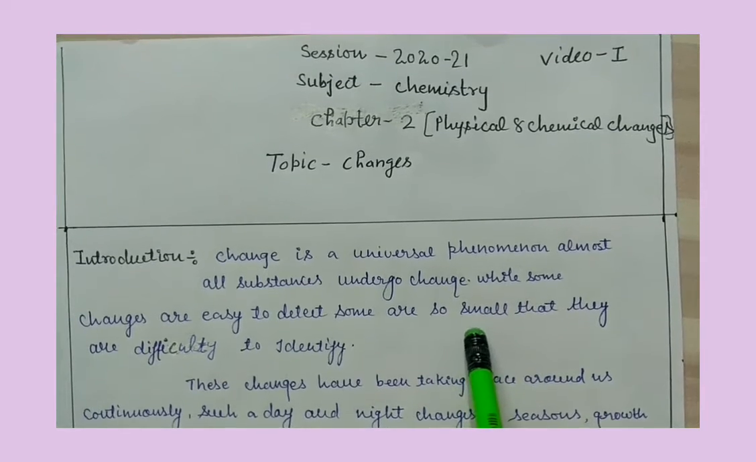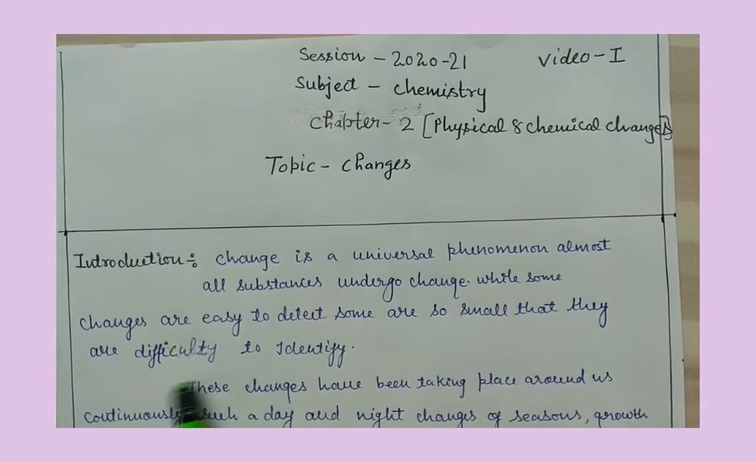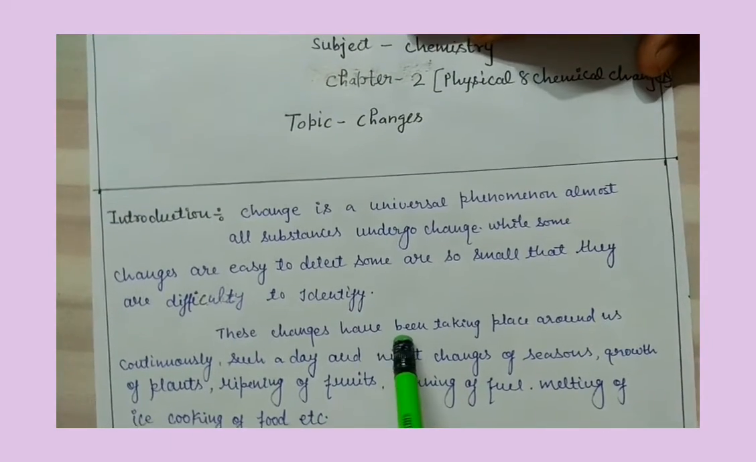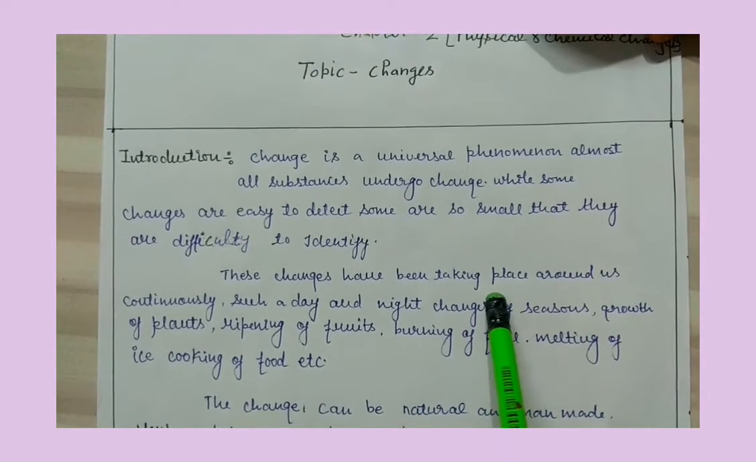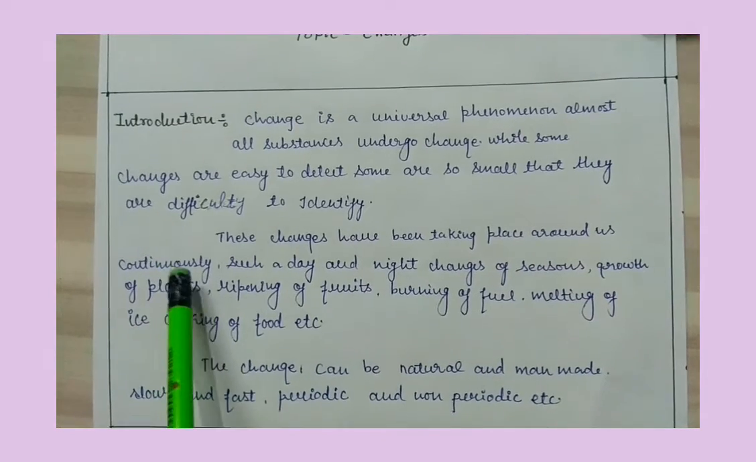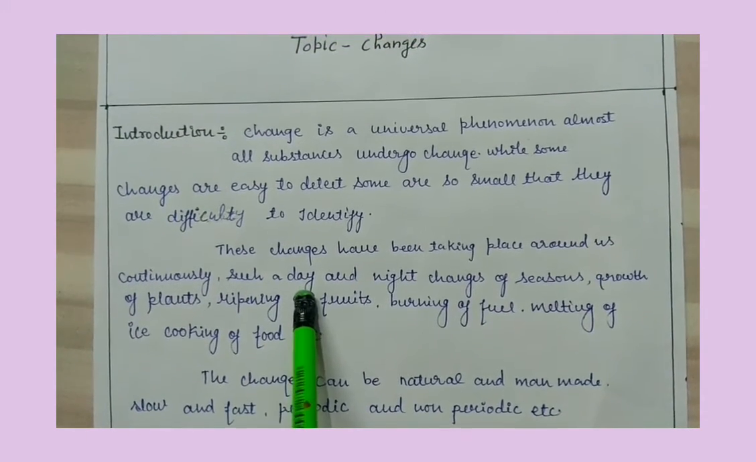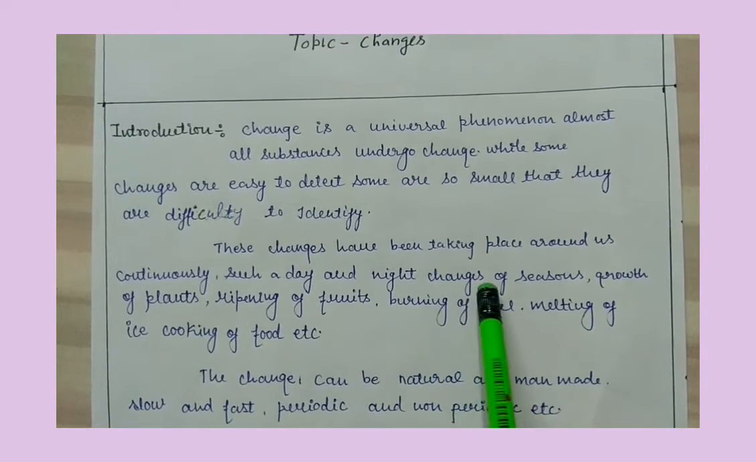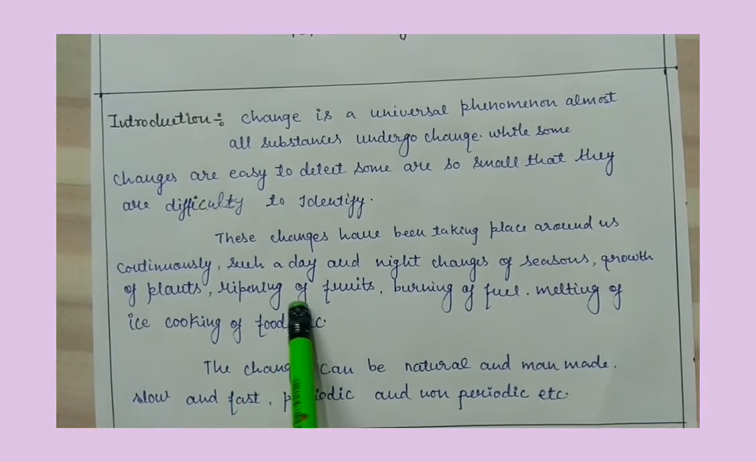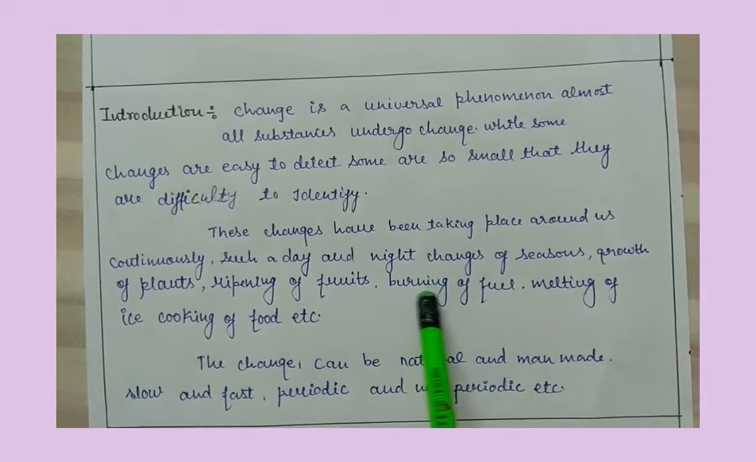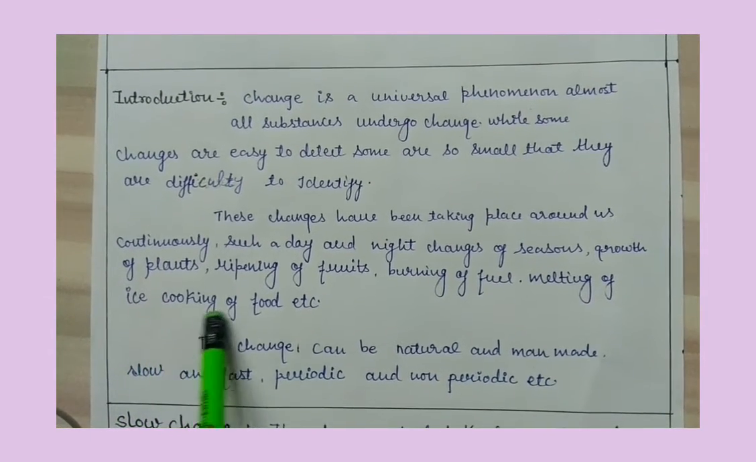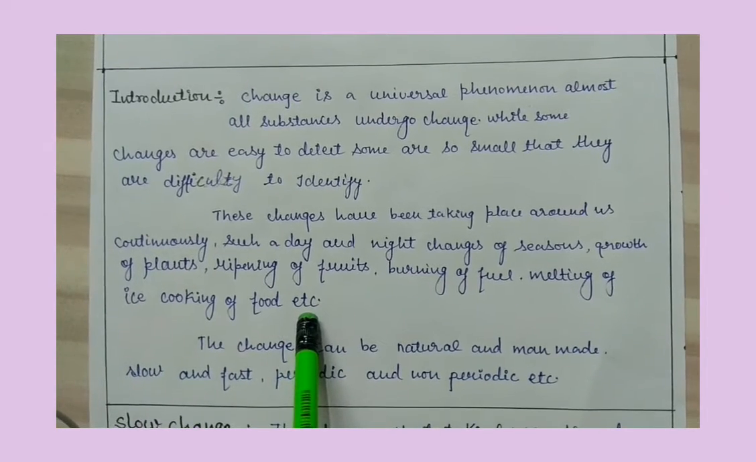are so small that they are difficult to identify. These changes have been taking place around us continuously, such as day and night change, changes of season, growth of plants, ripening of fruits, burning of fuel, melting of ice, cooking of food, etc.